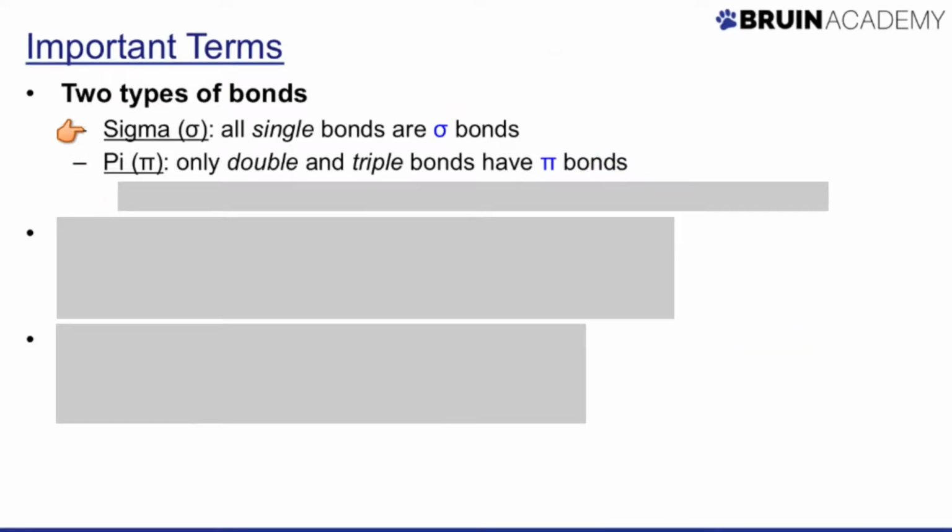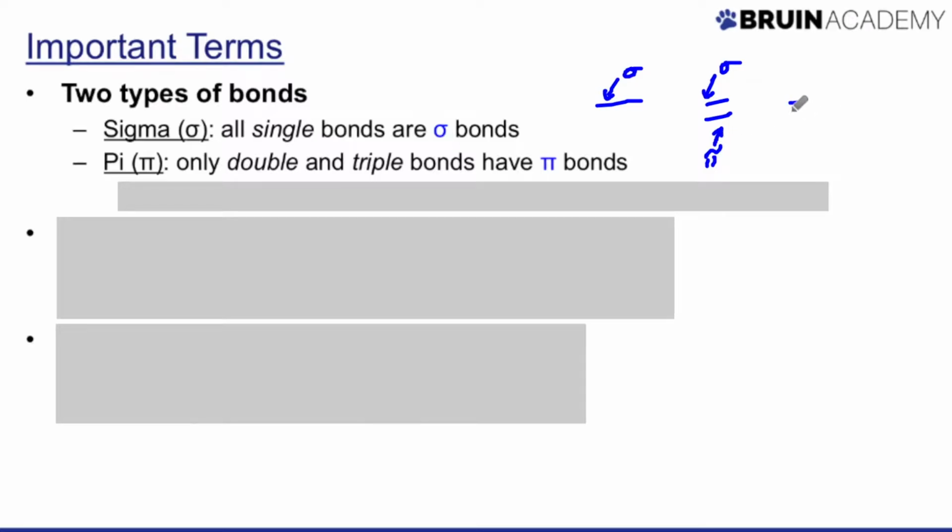So the first is the difference between a sigma bond and a pi bond. Sigma bonds only occur in single bonds, whereas pi bonds occur in double bonds and triple bonds. Now, the key thing to know is that the first bond formed is always sigma. So if you have a single bond, that's going to be a sigma bond. If you have a double bond, which is slightly shorter than a single bond, one of the bonds is sigma and one of them is pi.